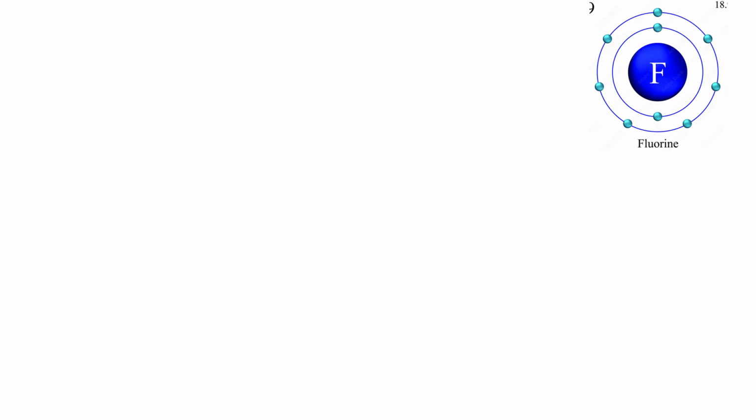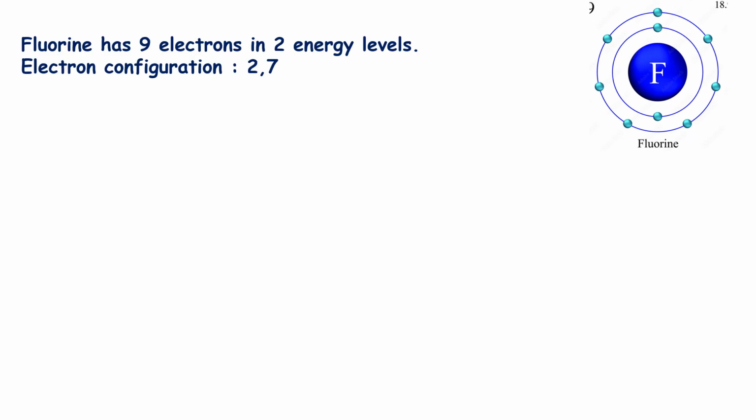Let's examine fluorine. Fluorine is an element which has 9 electrons in 2 energy levels. The first one nearest to the nucleus has 2 electrons, 1, 2. That's the first energy level. There are 7 electrons placed in the second energy level, 1, 2, 3, 4, 5, 6, 7. So the electron configuration of fluorine is 2, 7.